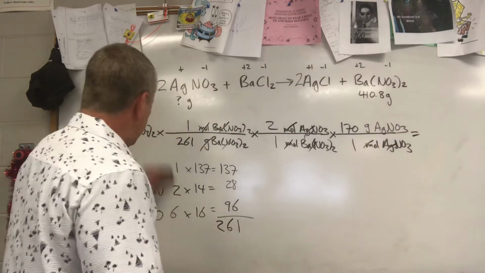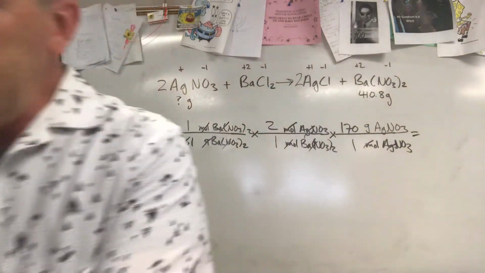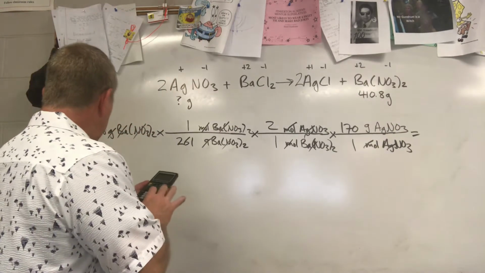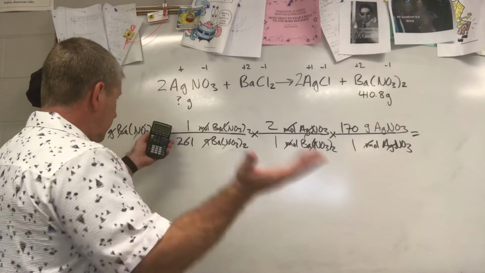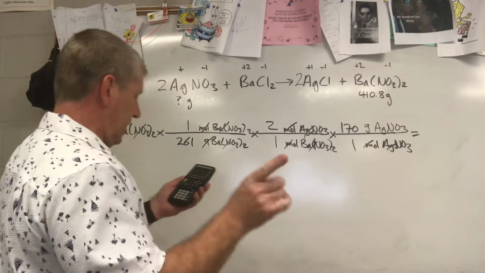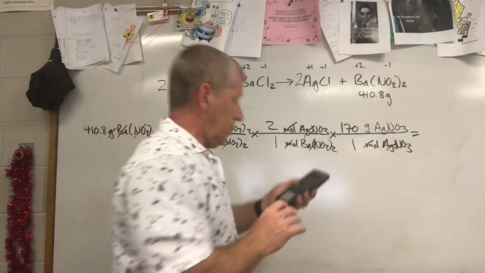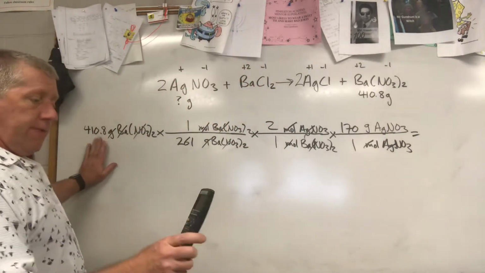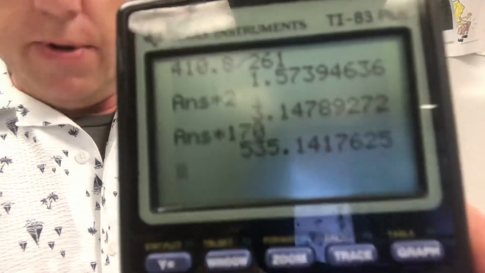Okay, so now that cancels. Do the math and let's see what we come out with. Everything on top gets multiplied, everything on the bottom gets divided into. All right, here we go. 410.8 times 1 doesn't do anything. Divide by 261, enter. I always hit enter, don't screw it up. Times 2, enter, times 170, enter, and we get our answer. With 4 significant figures, it's 535.1.